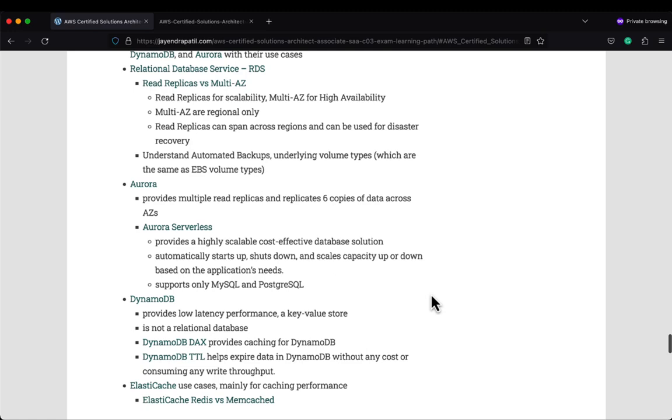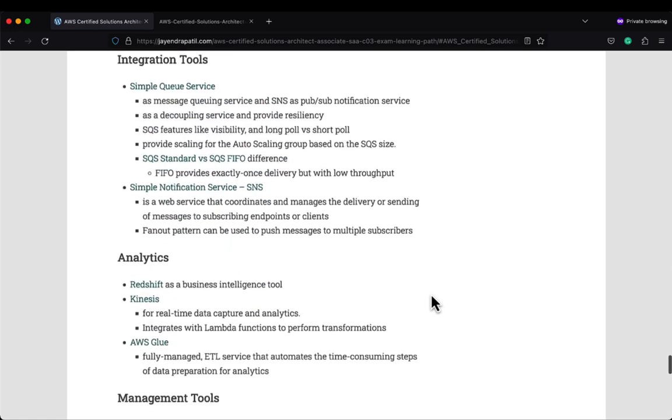Be sure to know other integration, management and governance tools. Simple Queue Service or SQS as a messaging service, and Simple Notification Service as the pub/sub service. Understand the fan-out pattern for the Simple Notification Service.